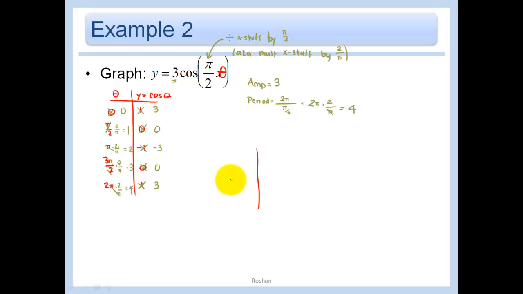So let's go ahead and graph one period. We're going to go 0, 1, 2, 3, 4. We're going to be going up 3 and down 3, because those were our biggest and smallest points. And then simply do what it says: 0, 3, 1, 0, 2, -3, 3, 0, and then 4, 3. That looks a lot like a cosine graph, stretched out a bit.